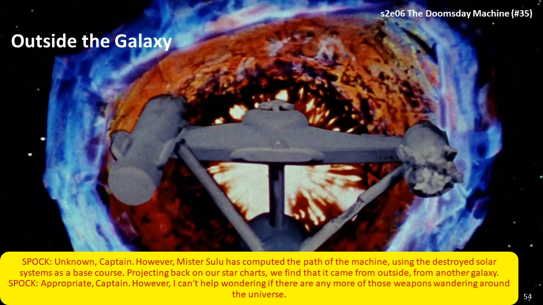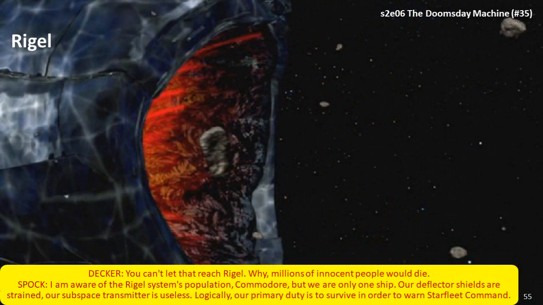The automated robot weapon has entered the galaxy, apparently from another galaxy. One planet threatened by this robot weapon is the Rigel system. The Rigel system has a population in the millions. The key takeaways of this episode is we discover the name of another starship. That is the Constellation. It appears to be a sister ship of the Enterprise.